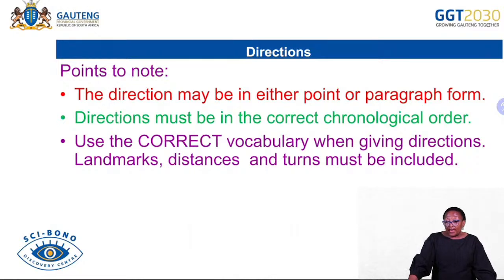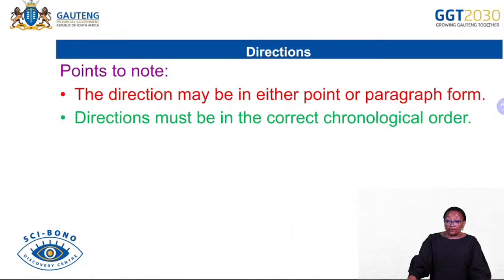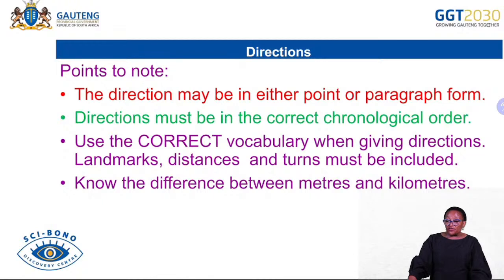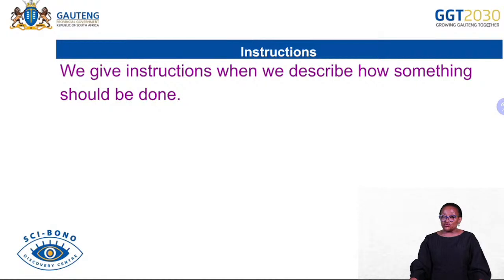Use the correct vocabulary when giving directions. You've got to use the landmarks, you've got to use distances, you've got to use tense as well. So all of that must be included. Know the difference between meters and kilometers. There's no way that you can ask a person to walk for 250 kilometers. So you must know when to use that.